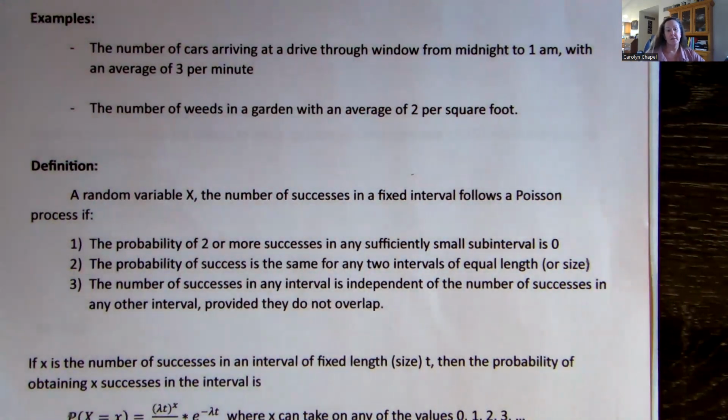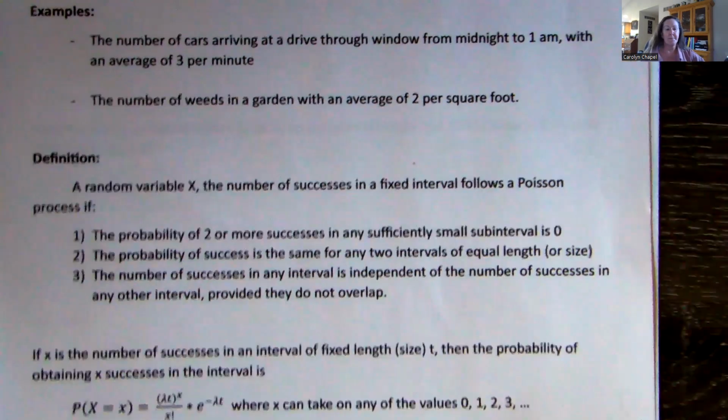The third one is that the number of successes in any interval is independent of the number of successes in another subinterval or interval, provided they don't overlap, which makes sense. If they overlapped, they would be dependent on each other. Basically, this is saying that what happens in the first 15 minutes from midnight to 1 is independent from the last 15 minutes, or wherever that 15 minutes may lie. Same with my garden. One area of the garden is independent from another area. One does not affect the other. And sometimes we make a lot of assumptions with that.